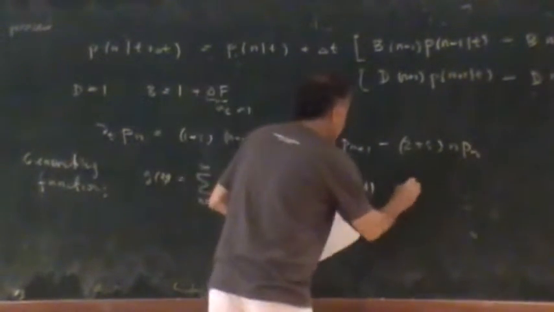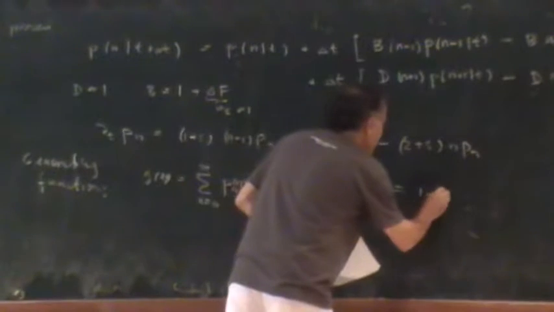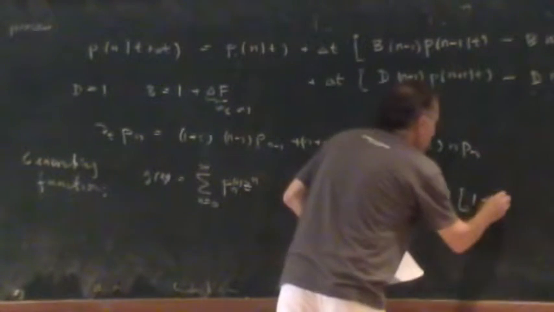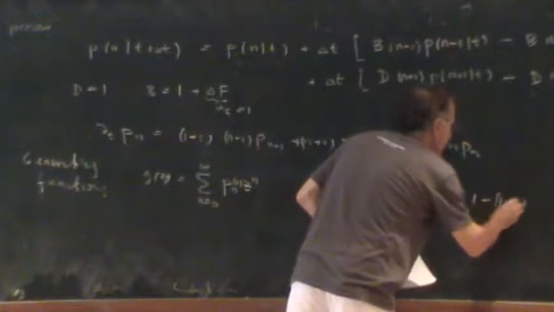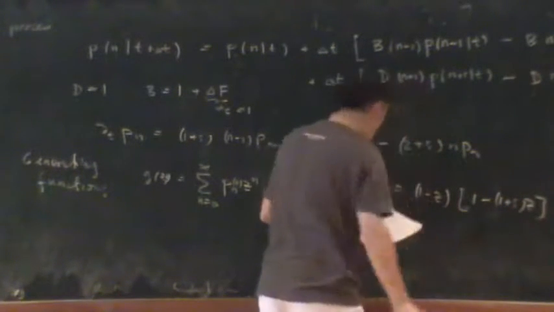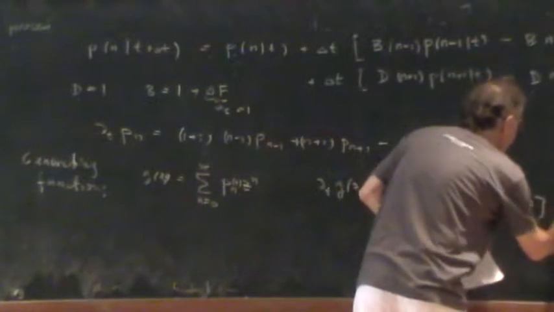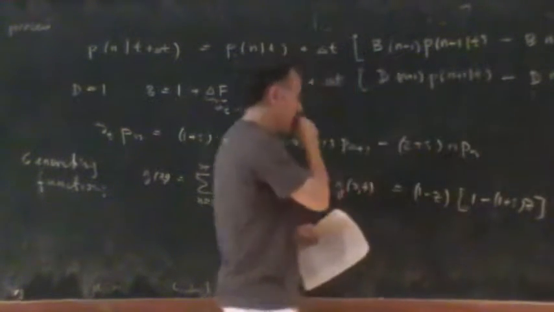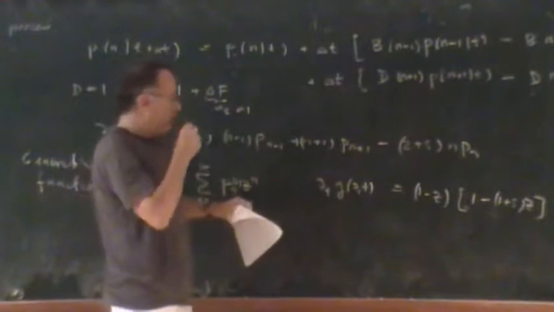And that equation is going to have the form 1 minus z times 1 minus 1 plus s z, dg/dz. Okay? Not so bad.